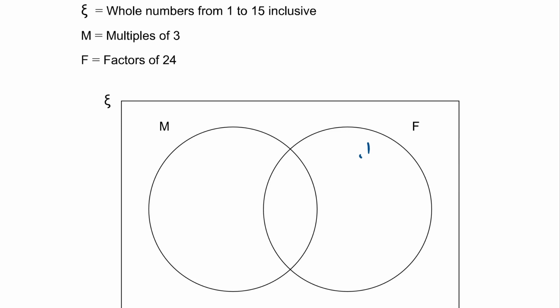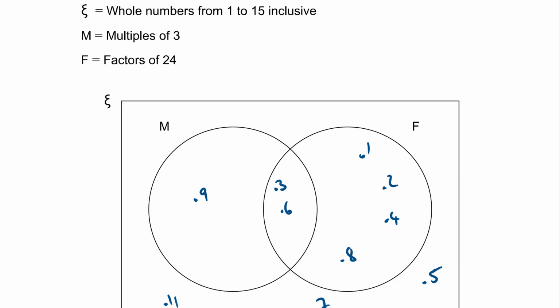So the number 1 is a factor of 24 because 1 is a factor of everything, but not a multiple of 3. 2 is a factor of 24 and not a multiple of 3. 3 is a multiple of 3 and a factor of 24, so it belongs here. 4 goes into 24 but it isn't a multiple of 3. 5 is neither, so 5 can go on the outside. 6 is a factor and a multiple, so it can go in the middle. 7 is neither. 8 is a factor of 24, but it isn't a multiple of 3. 9 is a multiple of 3, but not a factor of 24.